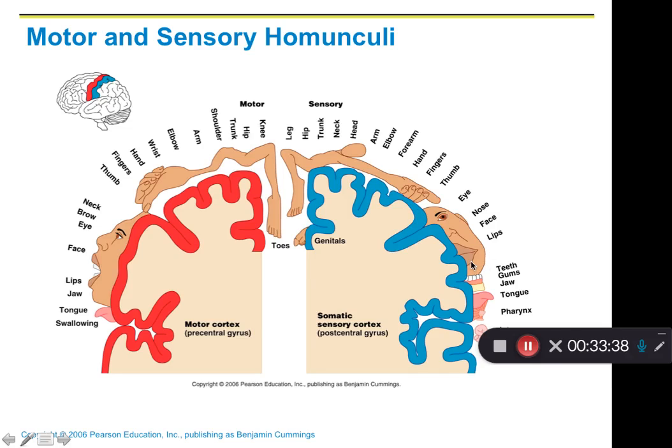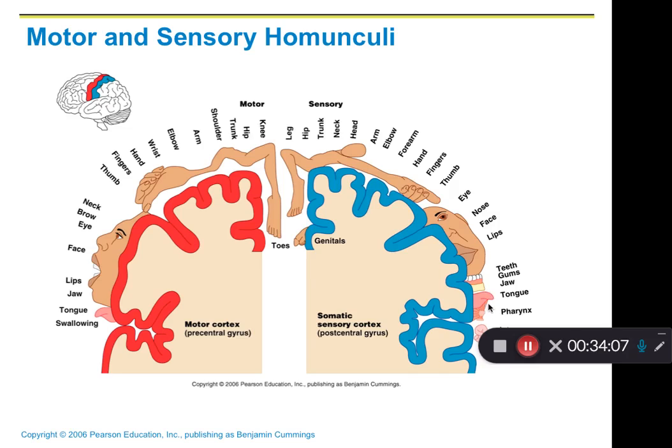The face has a higher density of sensory receptors, especially the lip. The lip is a very sensitive organ, because the lip has a very high density of sensory receptors.